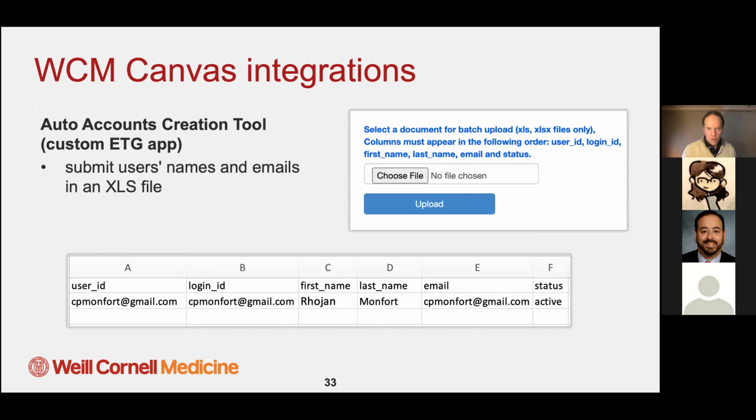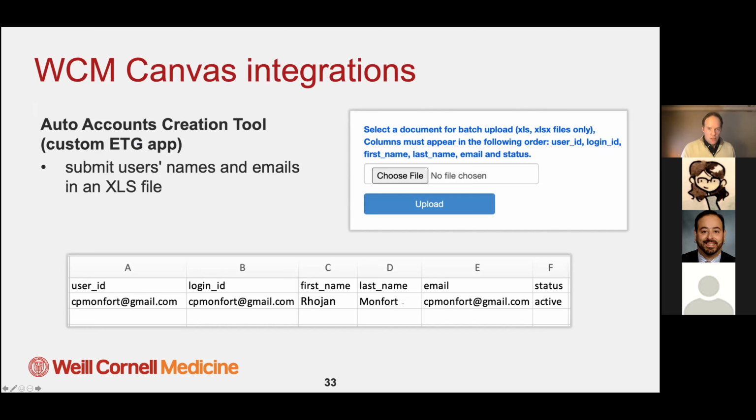The last integration I wanted to cover today is a custom app that we've built right in ETG. Claude, our developer, created this for us. So this is a way to automatically create Canvas accounts for users who are not inside of Weill Cornell or NYP or any of our affiliated institutions.